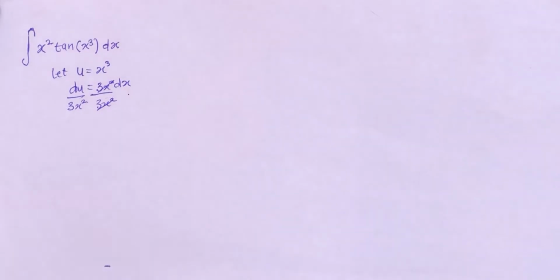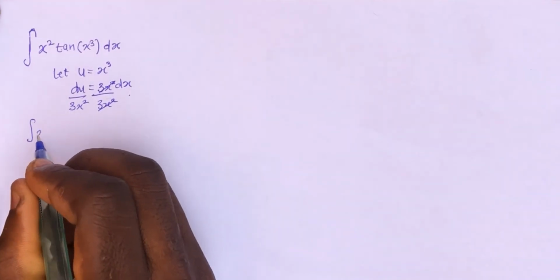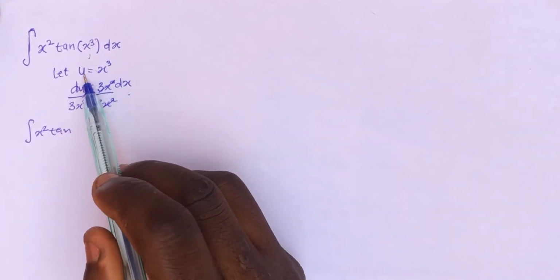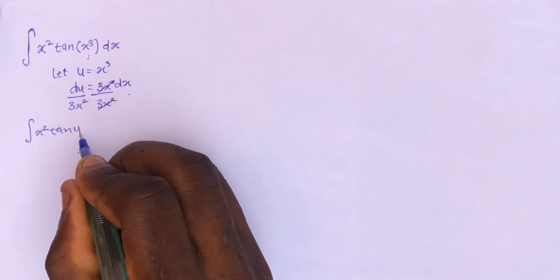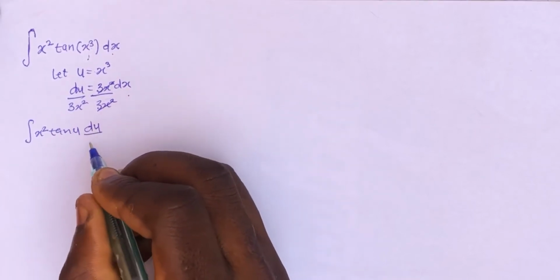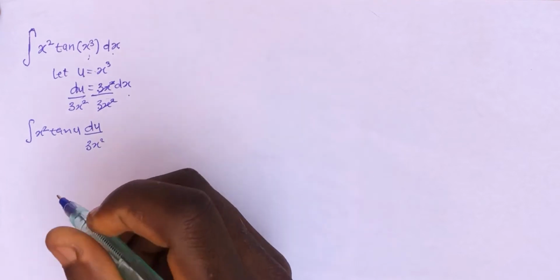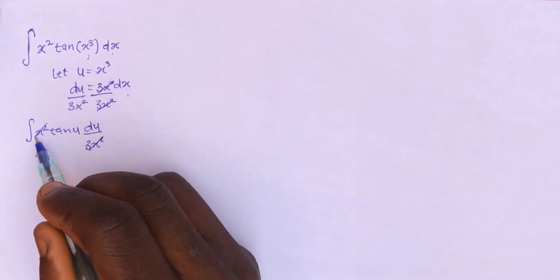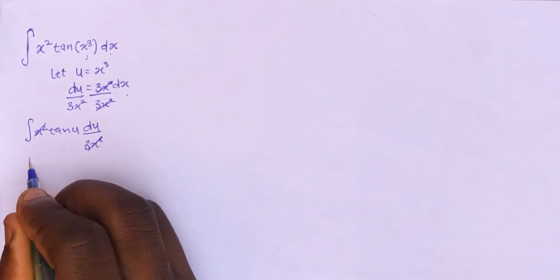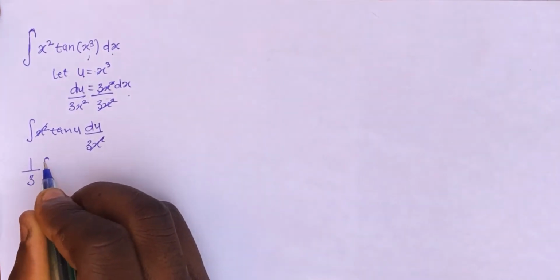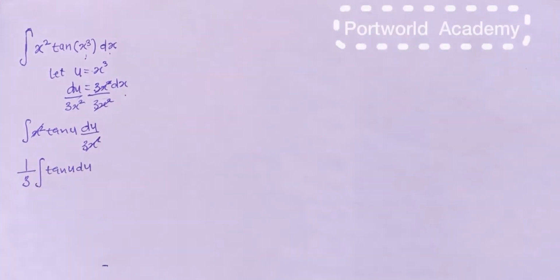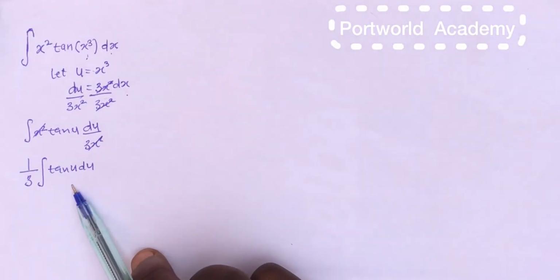So we are having the integral of x squared tan, and don't forget that our x cubed is the same thing as u. That will be tan u. What's our dx? Our dx is taken to be du over 3x squared, right? So here we can easily eliminate our x squared. We can factor out the 1 over 3, so that I'm having 1 over 3 times the integral of tan u du, right?